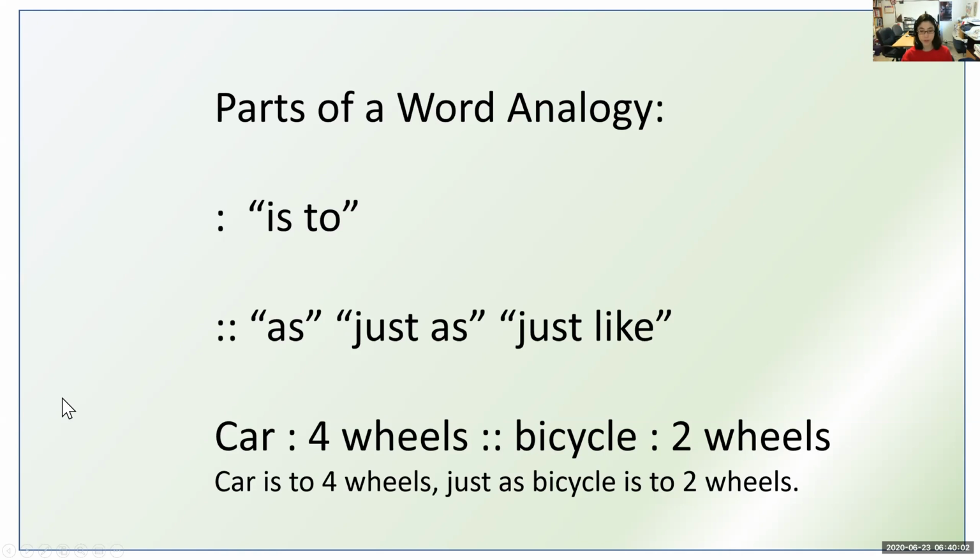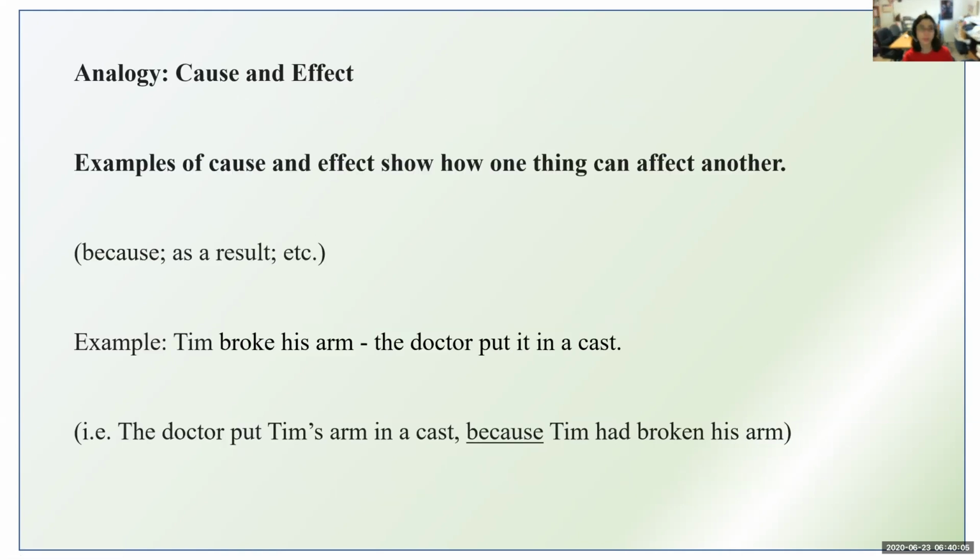Okay. So the first analogy that we're going to dive a little deeper into is cause and effect. So basically, examples of cause and effect show how one thing can affect another. And again, it uses those keywords of because, as a result, since, those kinds of things. So for example, Tim broke his arm. The doctor put it in a cast. That's an example of cause and effect because the doctor put Tim's arm in a cast because Tim had broken his arm. So basically, the cause would be that Tim broke his arm, and because Tim broke his arm, the effect is that the doctor put Tim's arm in a cast. So again, that's a cause effect.